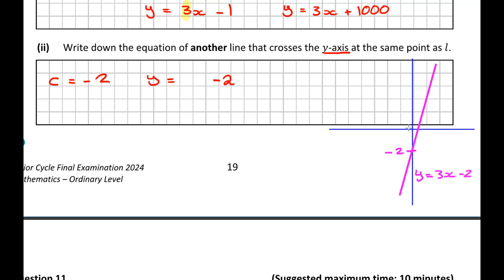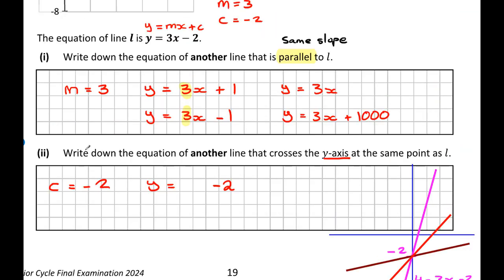Now, there's infinite other lines that cross at that point, okay? So you could have a line like this, crossing that. You could have another line like that, crossing it. So there's so many different lines, but they're all crossing at y equals minus 2. You know what I mean? So the only difference here is that the slopes are different, isn't it? So let's just do any line with a different slope and it crosses at minus 2. So we could say what?